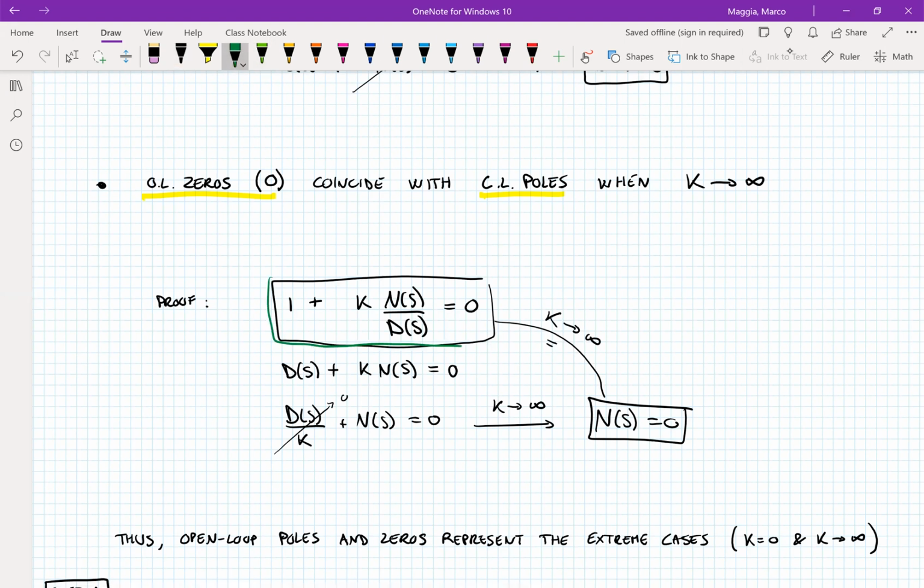In this green box, every time that you satisfy this equation, these are the closed loop poles. But now in this yellow box, N of s equals 0, this gives us the open loop zeros. So you see that for the other extreme case, for which k is driven all the way to plus infinity, closed loop poles coincide with open loop zeros.